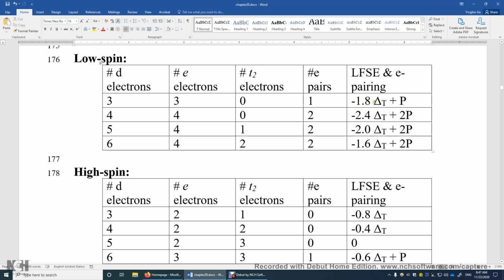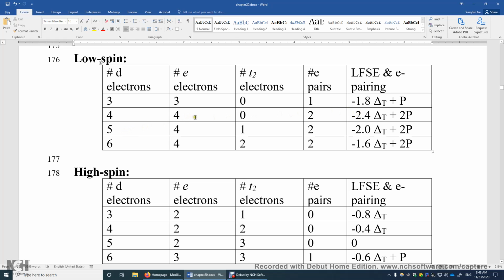Why negative 1.8 delta T? Okay, so this E orbitals set is 0.6 delta T below the barycenter. And you have 3 electrons, 3 times negative 0.6. That's negative 1.8. And then you have 1 pair of electrons. Now, for 4 electrons, you can put all of them in the E orbitals. We have 2 pairs of electrons. Therefore, you see 2P here. And then 4 times negative 0.6 is negative 2.4.